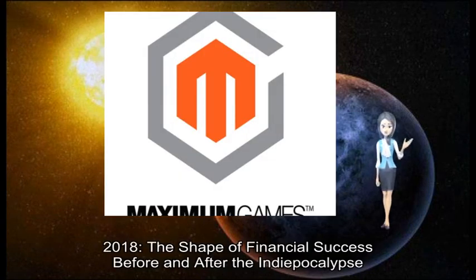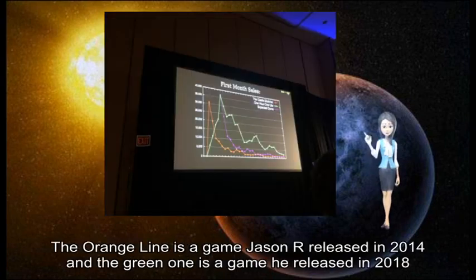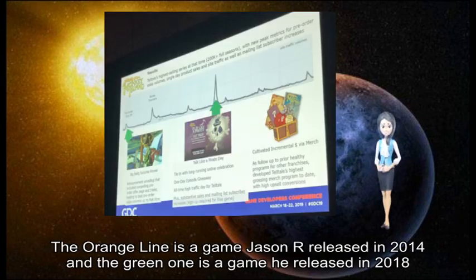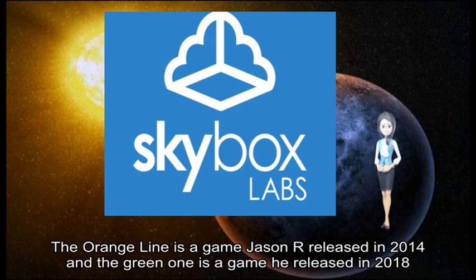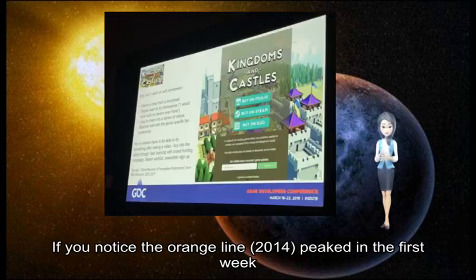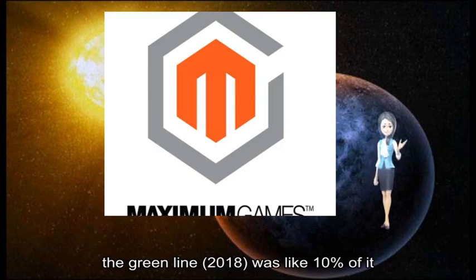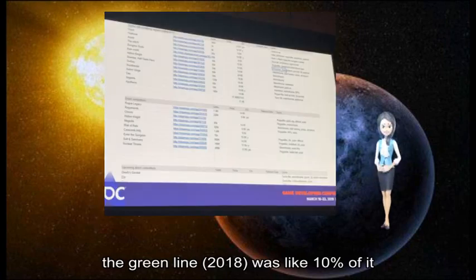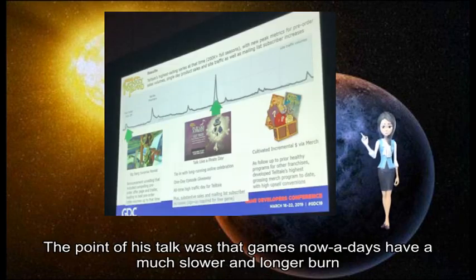6. The shape of financial success, before and after the indie apocalypse. The orange line is a game Jason released in 2014, and the green one is a game he released in 2018. If you notice, the orange line, 2014, peaked in the first week, while in the first week, the green line, 2018, was like 10% of it. The point of his talk was that games nowadays have a much slower and longer burn.